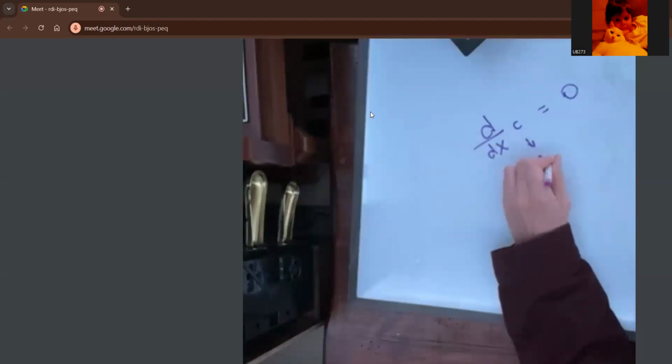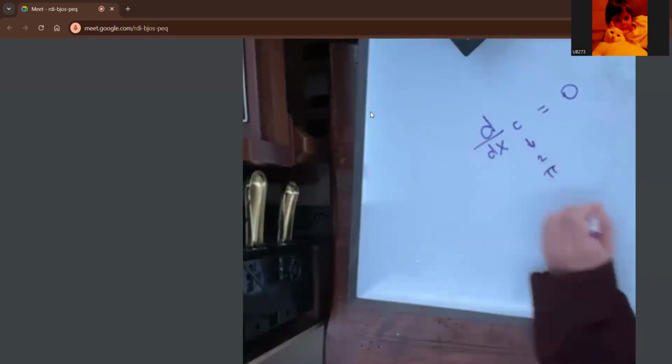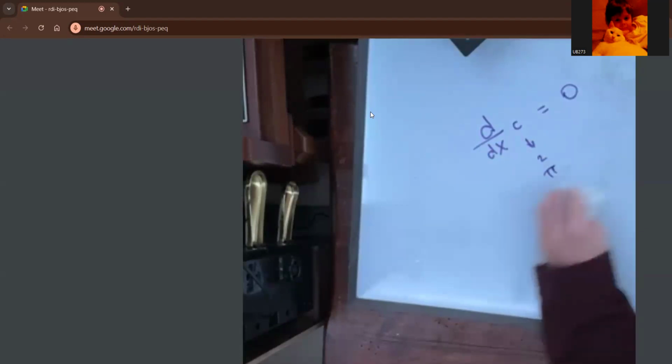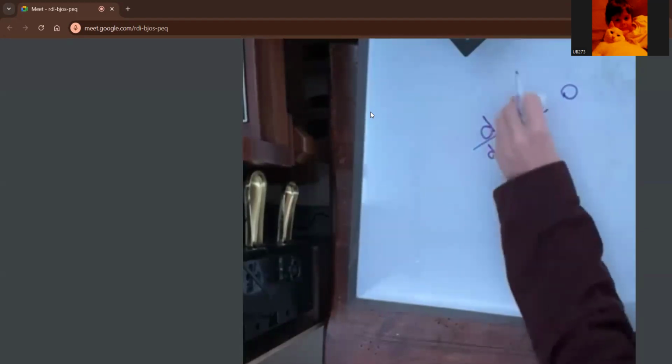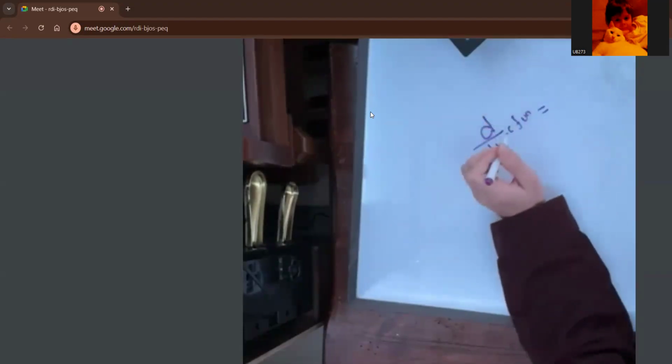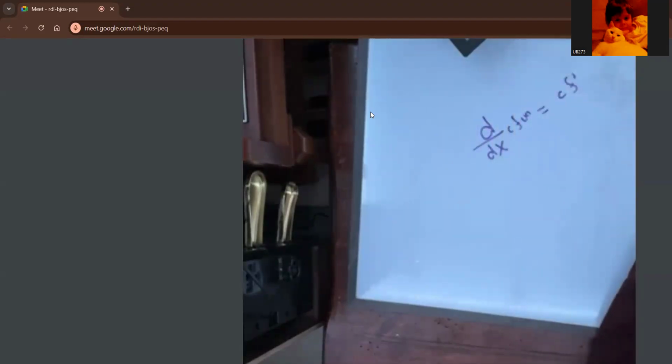So what is the derivative of 25? What is the derivative of pi? What is the derivative of e? Any of those things, they're just numbers. Then what is the derivative of a constant times a function? The constant can just still be multiplied by the derivative of what the function ends up being.